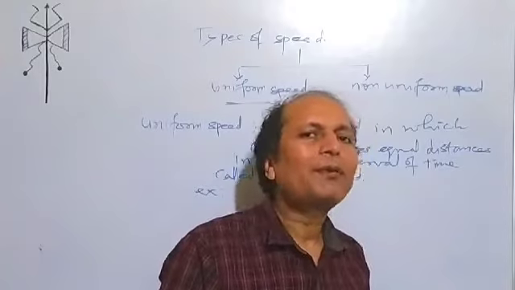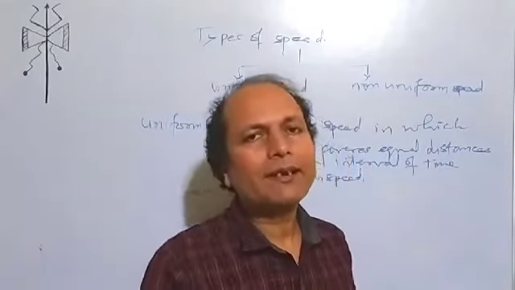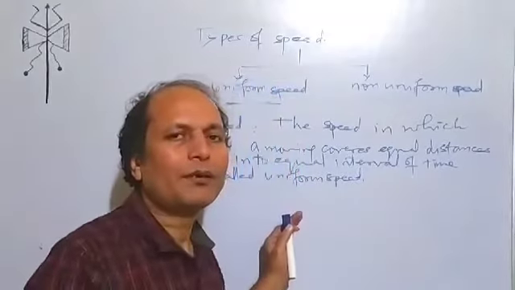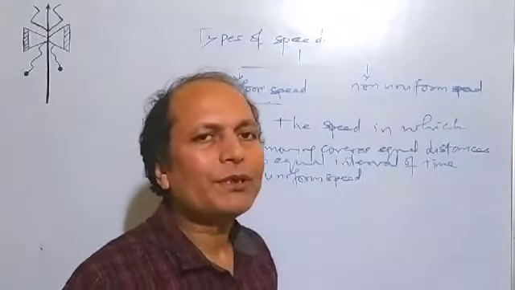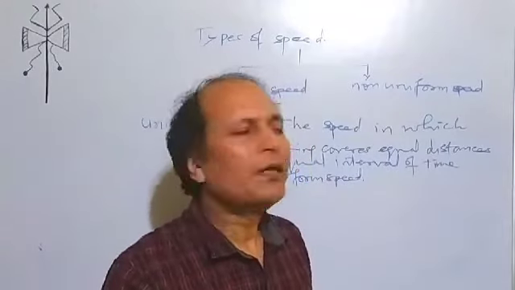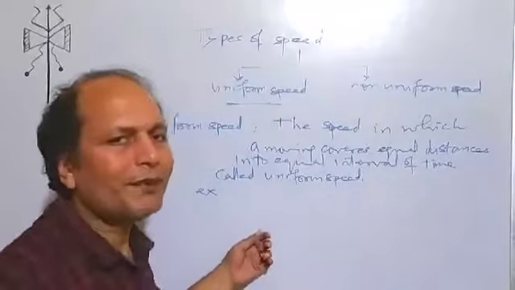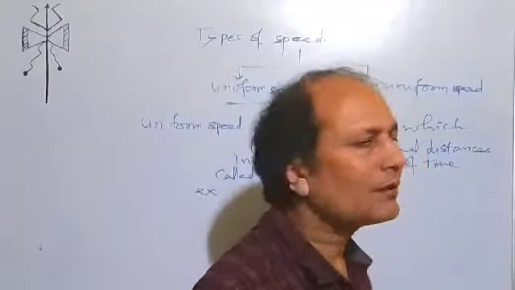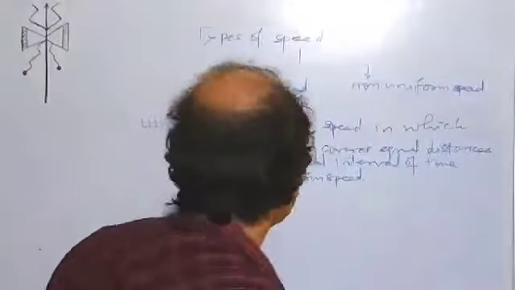And mostly I will tell you here that in three-dimensional motion, uniform speed may be possible, but in two-dimensional motion, uniform speed is never possible. So in this situation, there are some examples through which I will try to explain uniform motion, uniform speed.